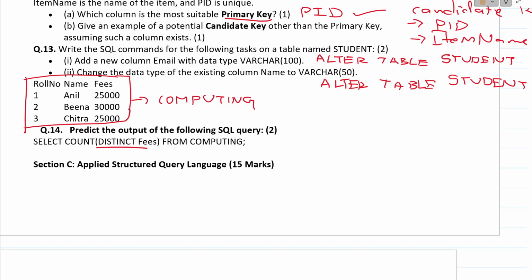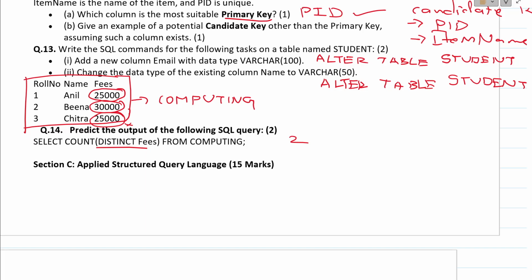See, the count will be 2. Why? Because see, it is 25,000 here, 30,000 here, and again we are having 25,000, so it won't be counting it again. So after it is counting, it will be representing the answer to be 2. The value for fees, after it is counted, the answer will be 2.